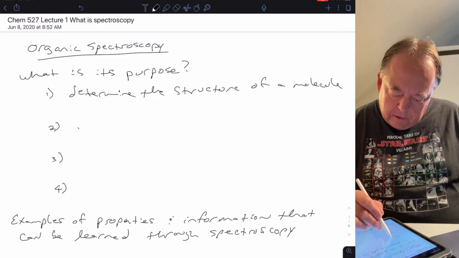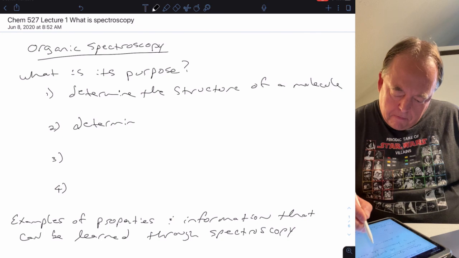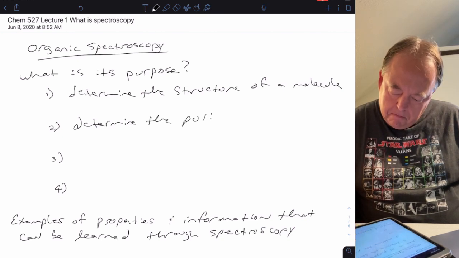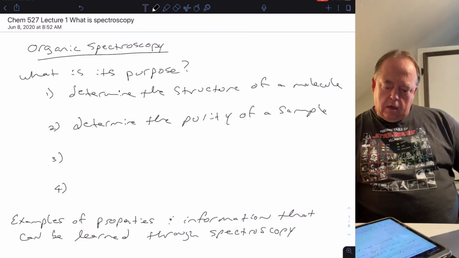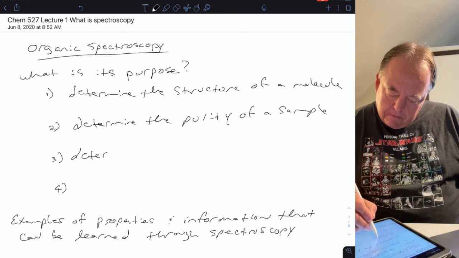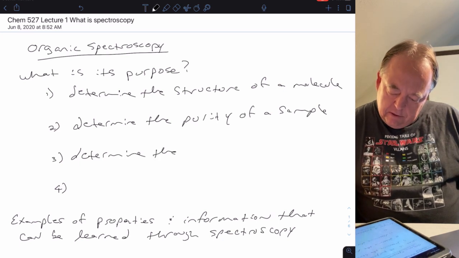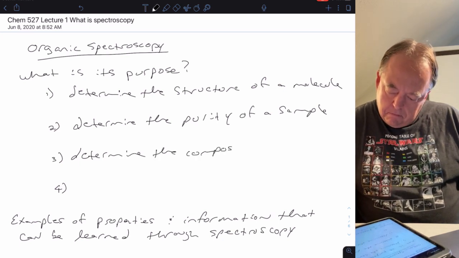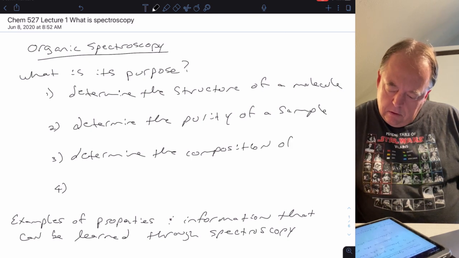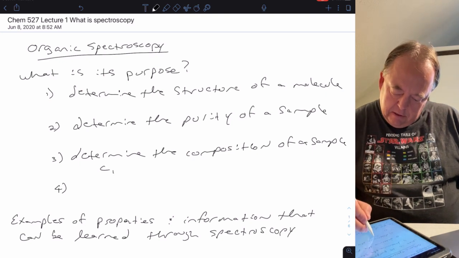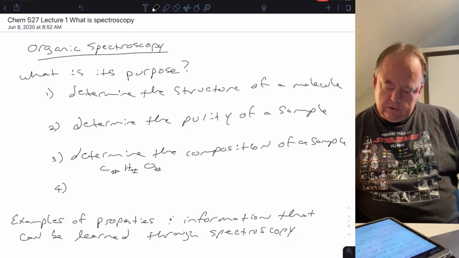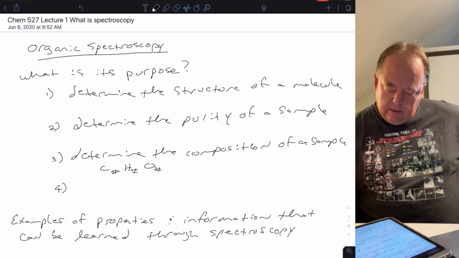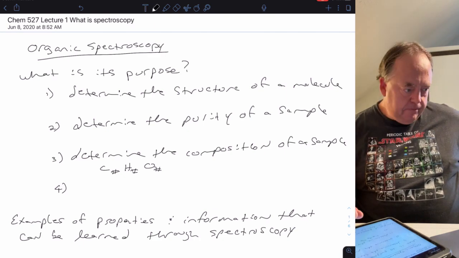It can be used to determine the purity of a sample. It can be used to determine the composition of a sample. What I mean by composition is the number of carbons, number of hydrogens, number of oxygens. So basically, what is the empirical formula, the molecular formula of a compound.